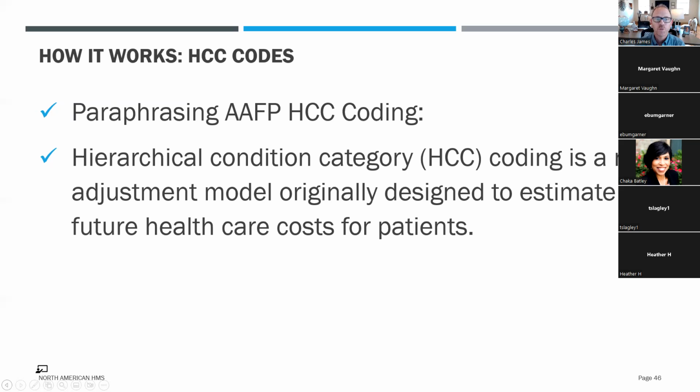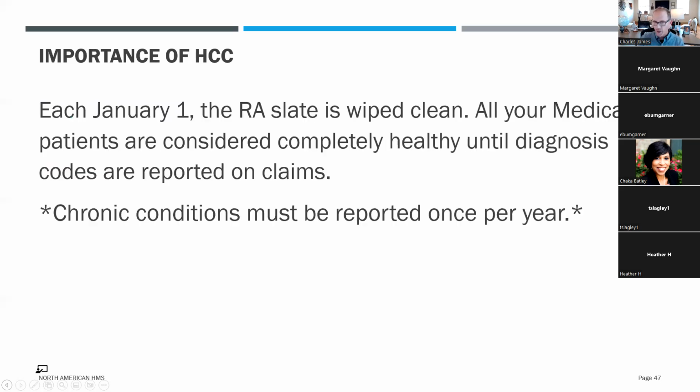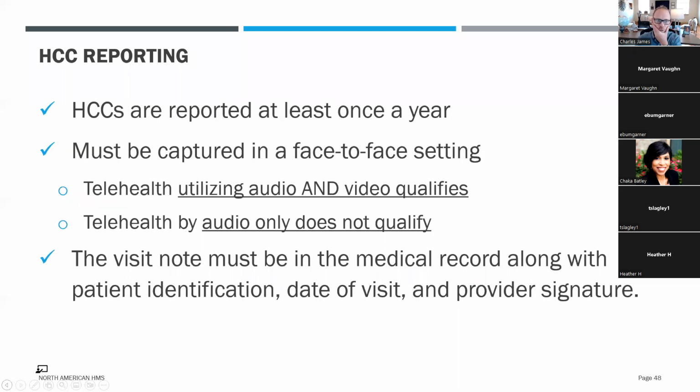HCC coding is what happens when we diagnose our patients. HCC coding is what drives predictors of future healthcare costs for patients. Every year, patients' chronic conditions get wiped clean. The analogy is, I've lost an arm last year. Every year, Medicare thinks I've grown back my arm until my amputation is reported once per year. And this is how Medicare gets reported: all of my chronic conditions, if I have reported all of my chronic condition codes once per year.